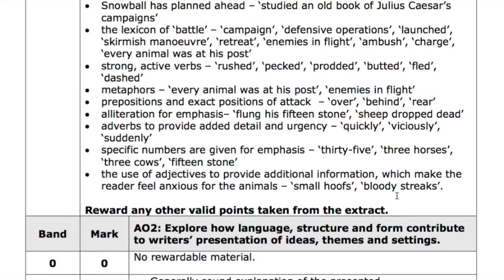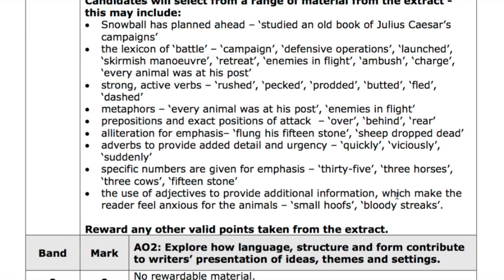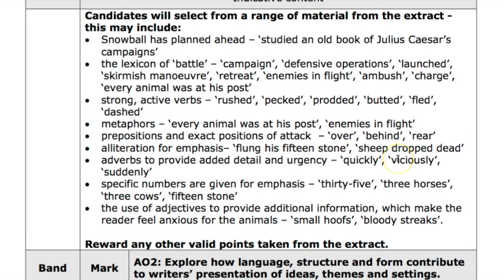The most important thing to remember with English literature is it's not a right or wrong question. You can't be right, you can't be wrong here, as long as you back up absolutely everything with plenty of evidence. And there's huge amounts of evidence in this extract. That's why they've picked it.